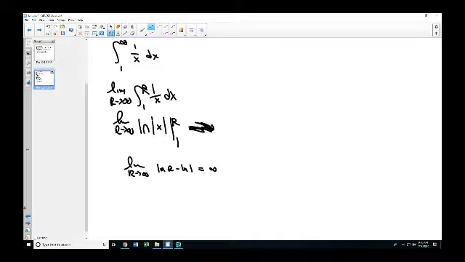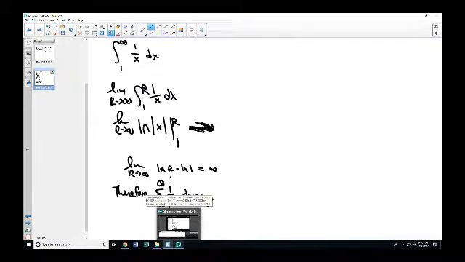Since the integral diverges, the series diverges. Therefore the harmonic series diverges. And you're good. So now the harmonic series officially diverges because we've shown it.